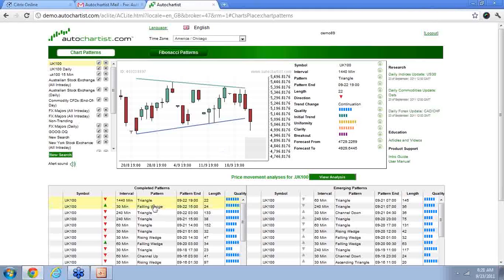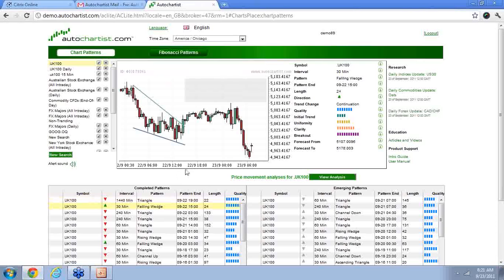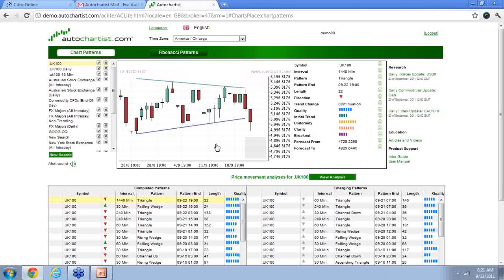Now, down in this box is a completed pattern section. Let's go back to the previous one. A completed pattern means that the market has broken a support line or a resistance line, so it has basically completed the pattern that it has been forming. Again, you're dealing with breakout patterns here. So AutoChartist highlights this in yellow, and whatever's highlighted in yellow comes up here.